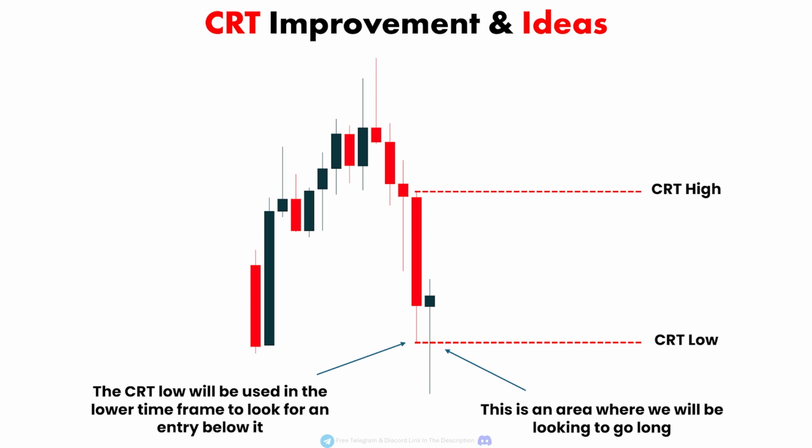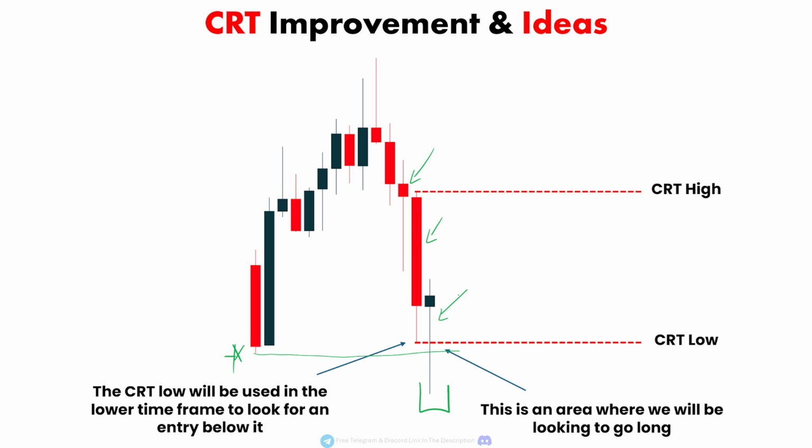Here, this is a perfect example of how to use the CRT and some ideas that I have discovered myself that you can clearly use. You can clearly see that we have a sharp move to the downside. Also, we have this one candlestick here that also traded below this low. That means we have manipulated this low and then we have also rejected around this area.